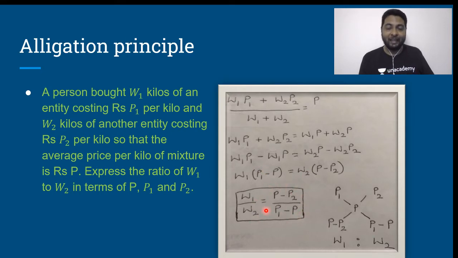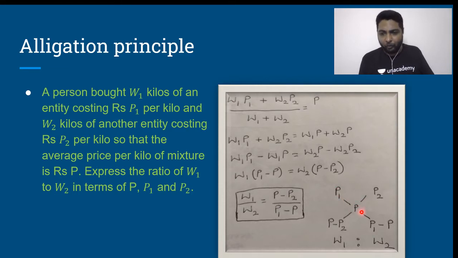This is nothing but the allegation principle, which is extremely helpful and useful to solve questions in very quick time. Just because understanding or remembering it in this fashion is slightly inconvenient, there has been a convention that we usually follow. We write the two prices P1 and P2 in this fashion and the weighted average P over here.